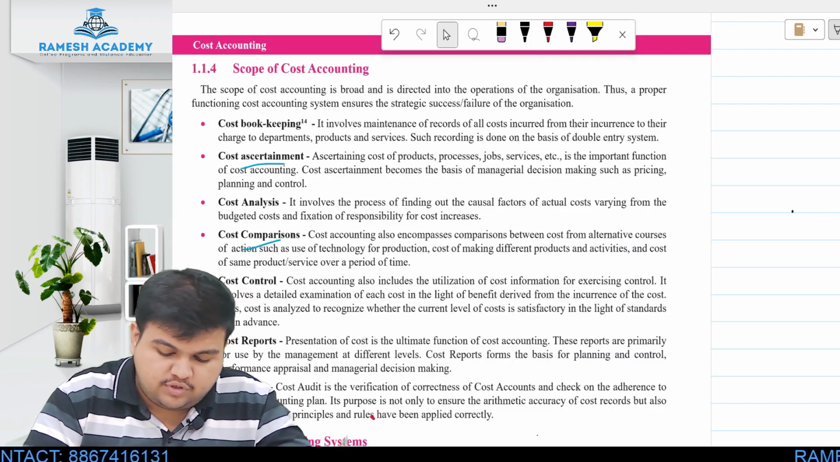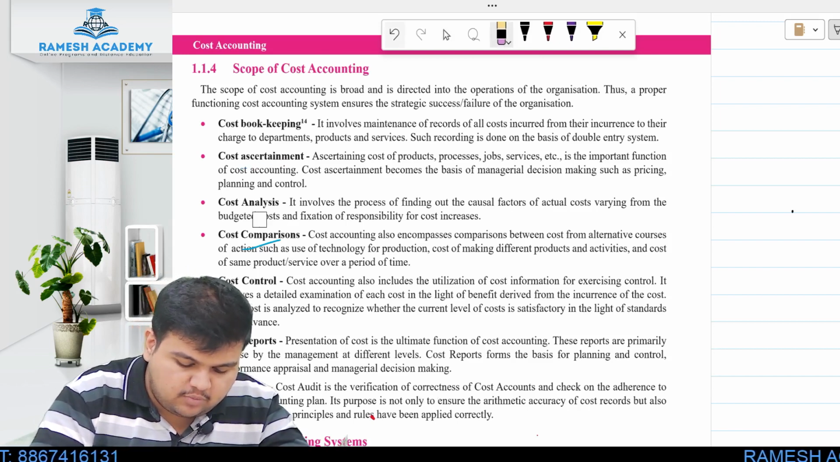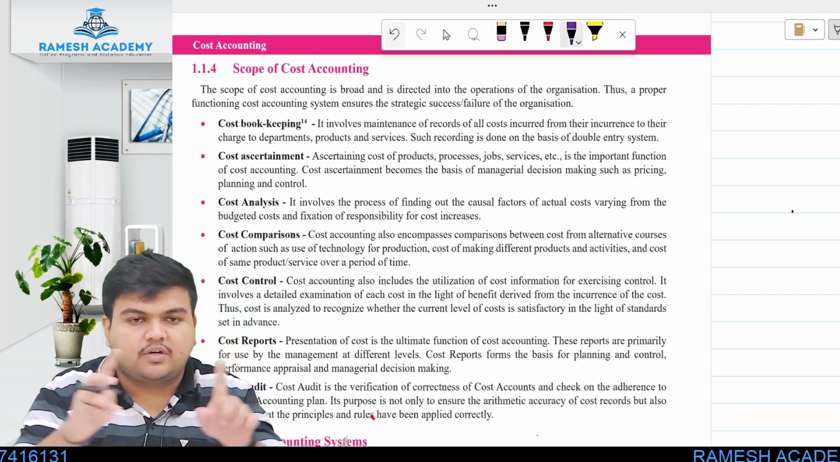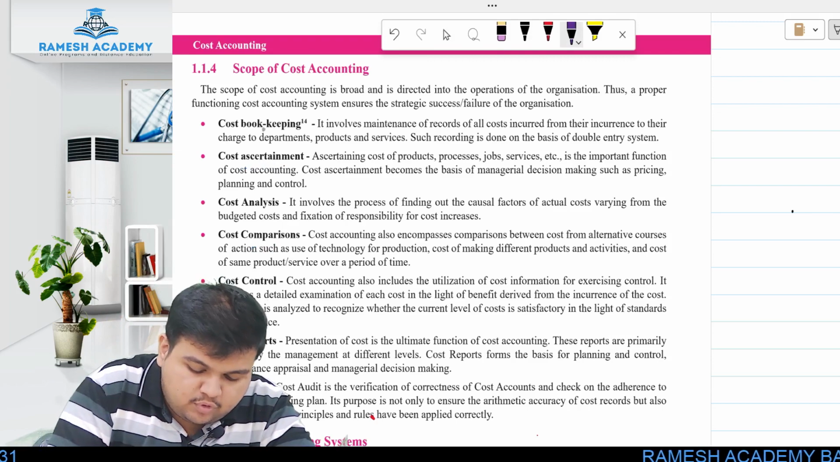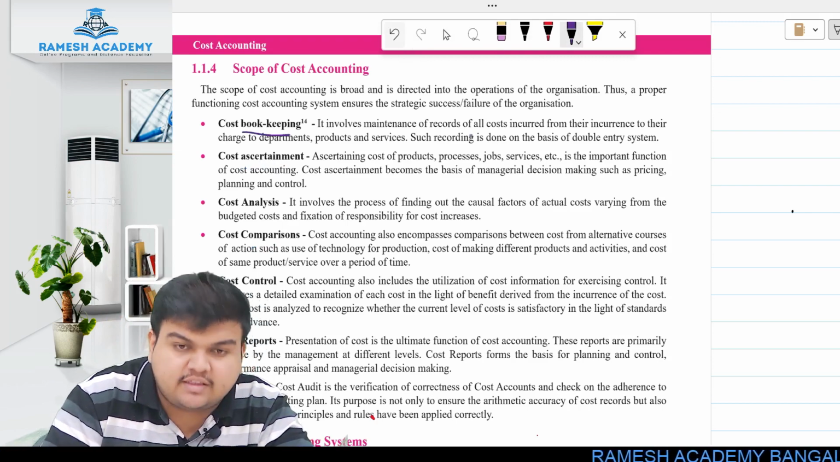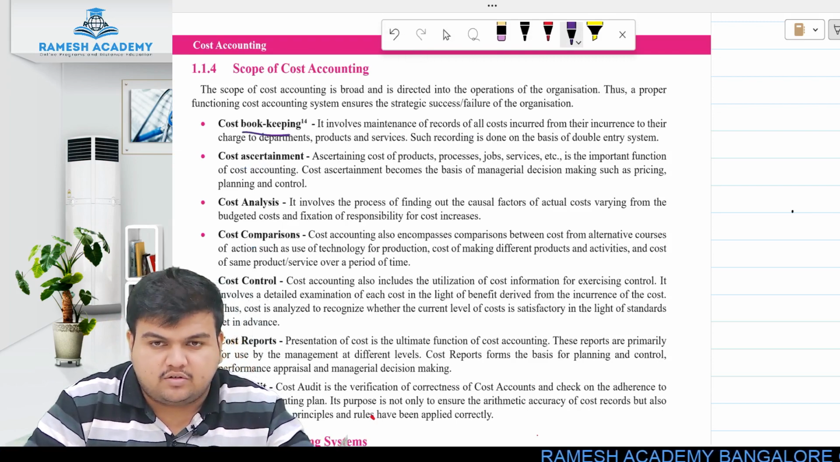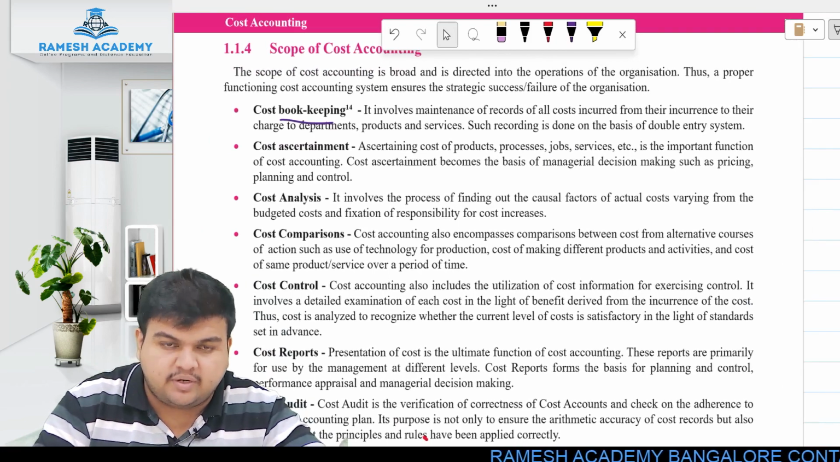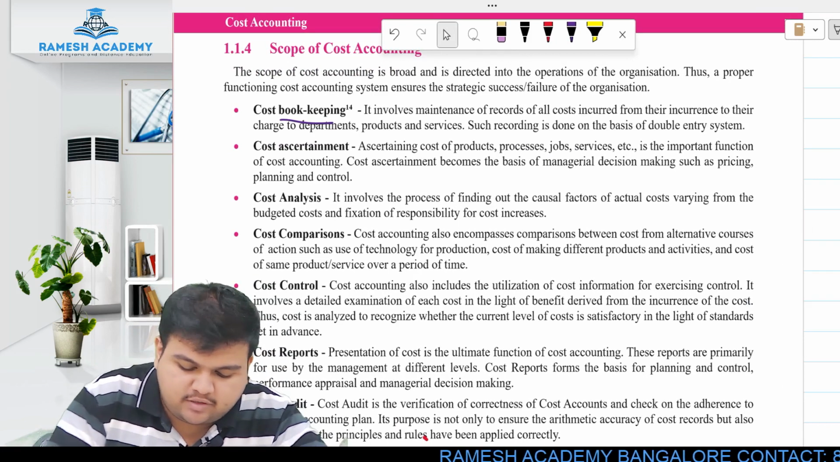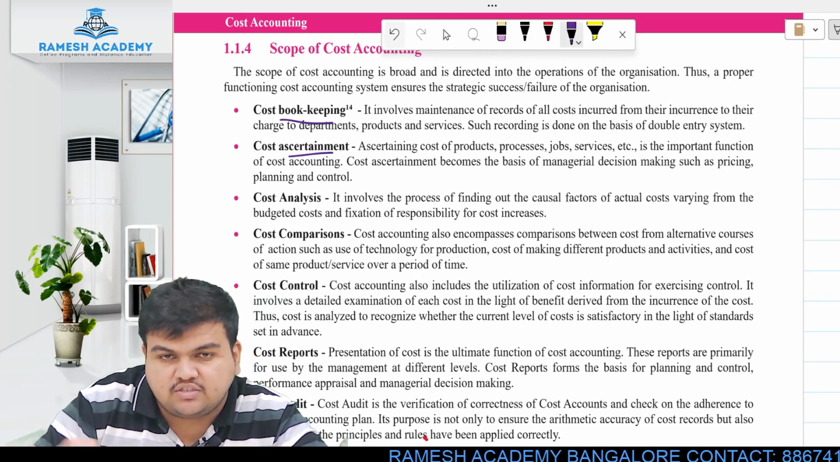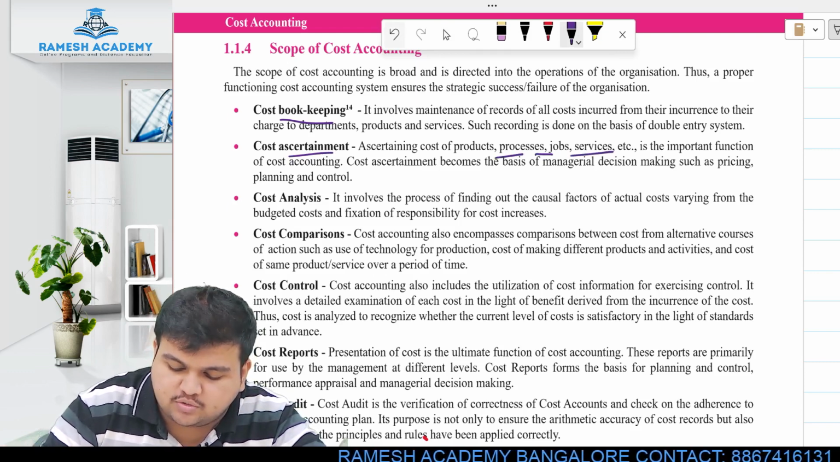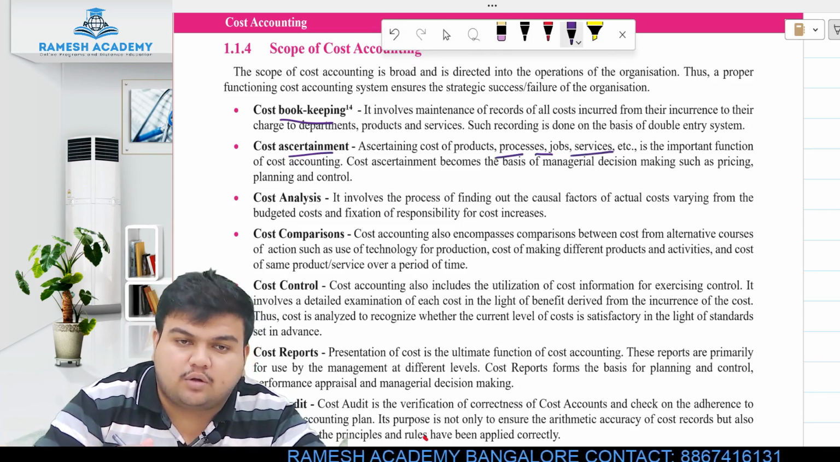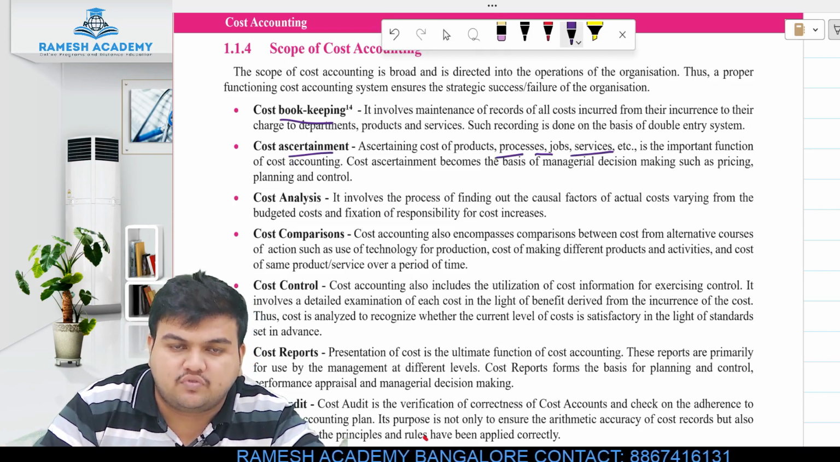So what is the scope of cost accounting? Till where is it limited? It is limited to cost bookkeeping, maintaining the records. If you don't maintain the records, it is not easy to make decisions based on them. Then ascertainment of cost: per division, for a certain job, service or process, you are ascertaining the cost functions. So you need to account for that.